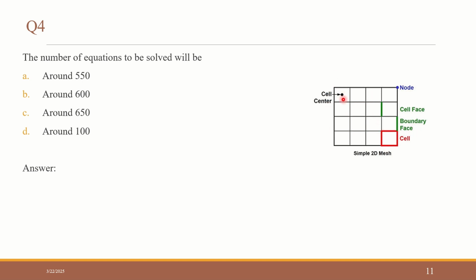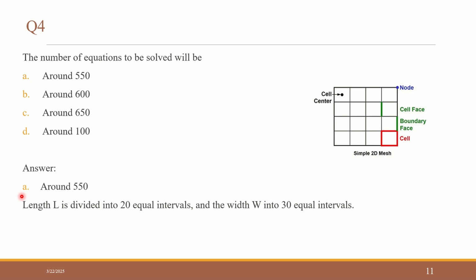So it is 5 minus 2, because we are excluding boundaries, and here again 5 minus 2. 5 minus 2 is 3, and 3 cross 3 is 9. We get 9 grid points, so the number of equations to be solved will be 9 for this particular case. Similarly, if we take a look at the larger picture, we will get the number of equations to be solved. The answer is around 550. We will see how.